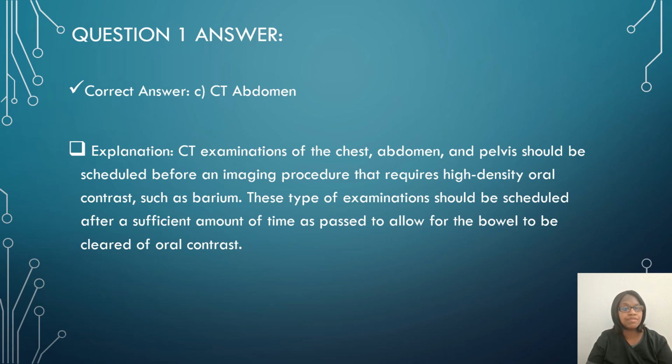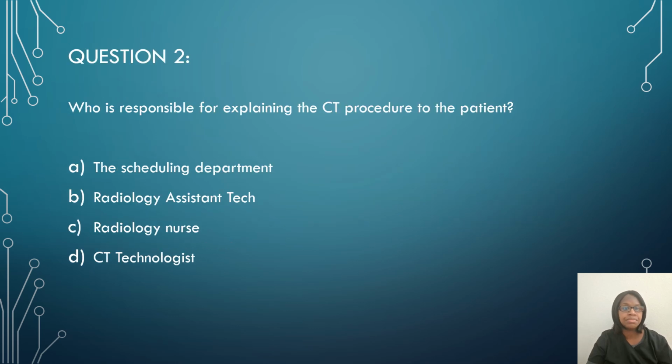Okay, for the answer, if you chose CT abdomen, that's correct. And the reason it is a CT abdomen, that's because CT exams of the chest, abdomen, and pelvis should be scheduled before an imaging procedure that requires you to have oral contrast, such as barium. So these exams should be scheduled after the barium has passed through the bowel so that it can be cleared of contrast. So it won't cause any streaking or artifact on the exam.